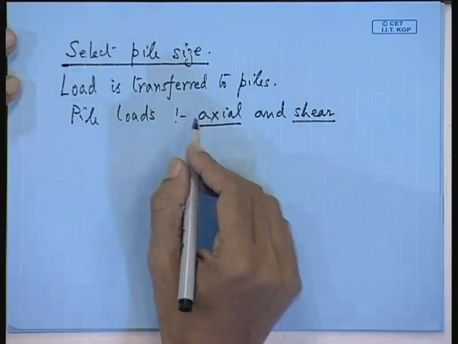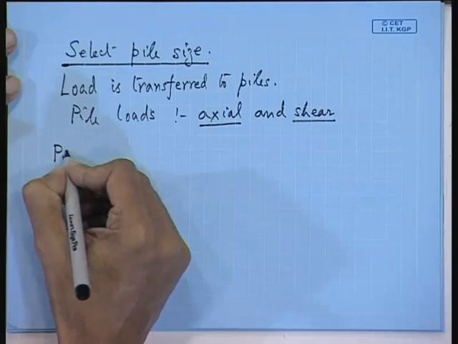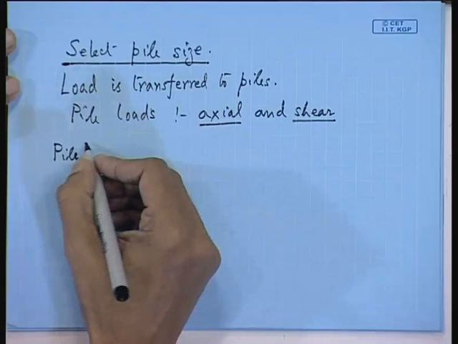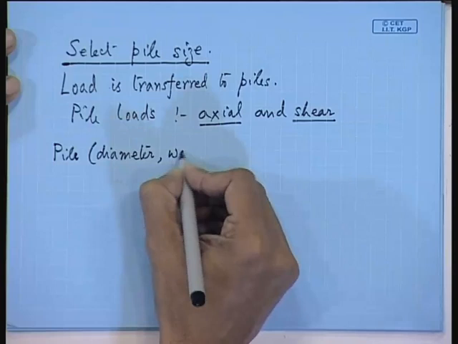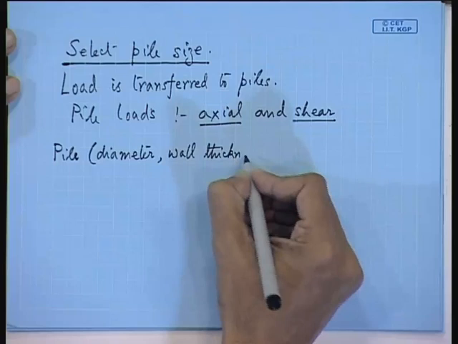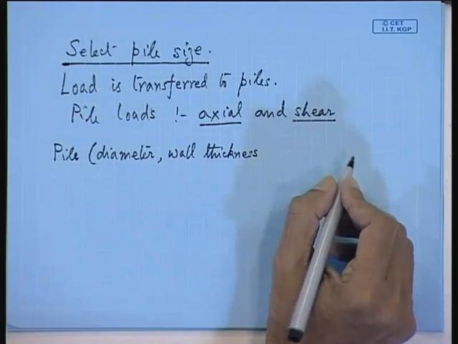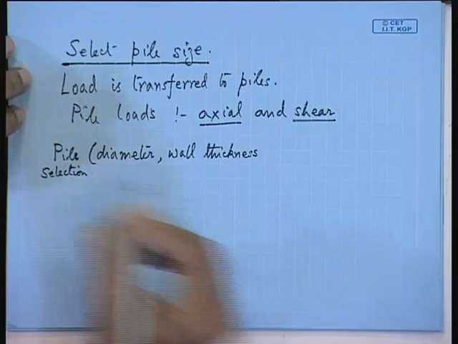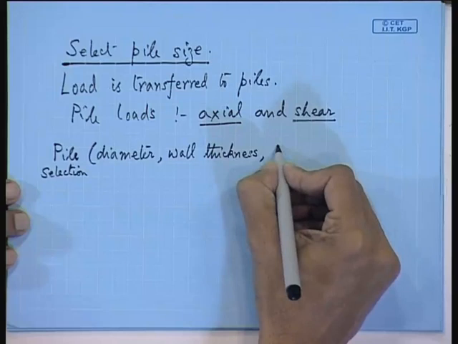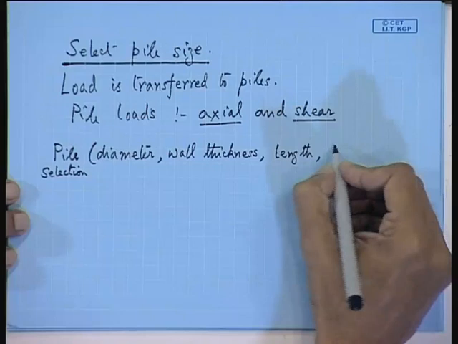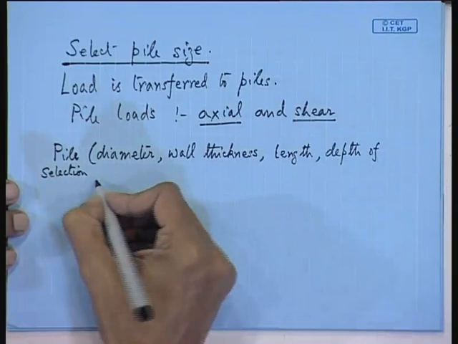This is your pile. Now what you have to design? Pile diameter has to be found out. Then you find out wall thickness. Now, what else is required? Pile selection. This is your main area of study, somewhat different from your ship design. So, pile selection, diameter, wall thickness, another is length of pile, of course, this has to be decided, and depth of embedment. There are so many things you have to do. All this you have to design.